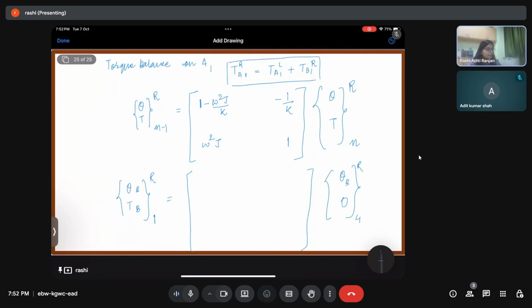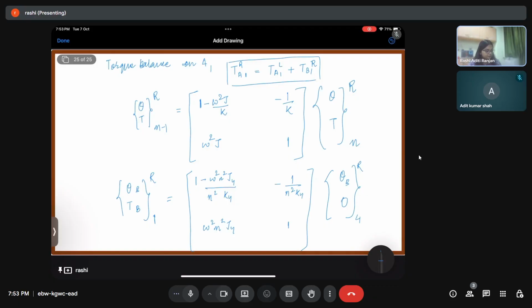Okay, so what is going to be inside the matrix? It is going to be 1 minus omega square, since j is n square j, n square j by k, which is n square k4. This is also j4, minus 1 by n square k4. Here it is going to be omega square n square j4, and here we are going to have 1 only. This is how we are going to relate it. Fine.